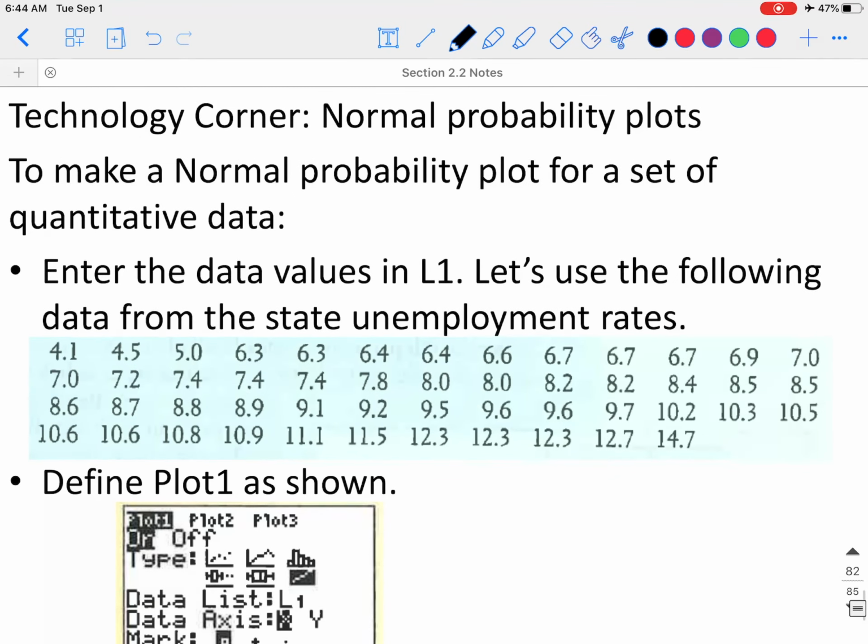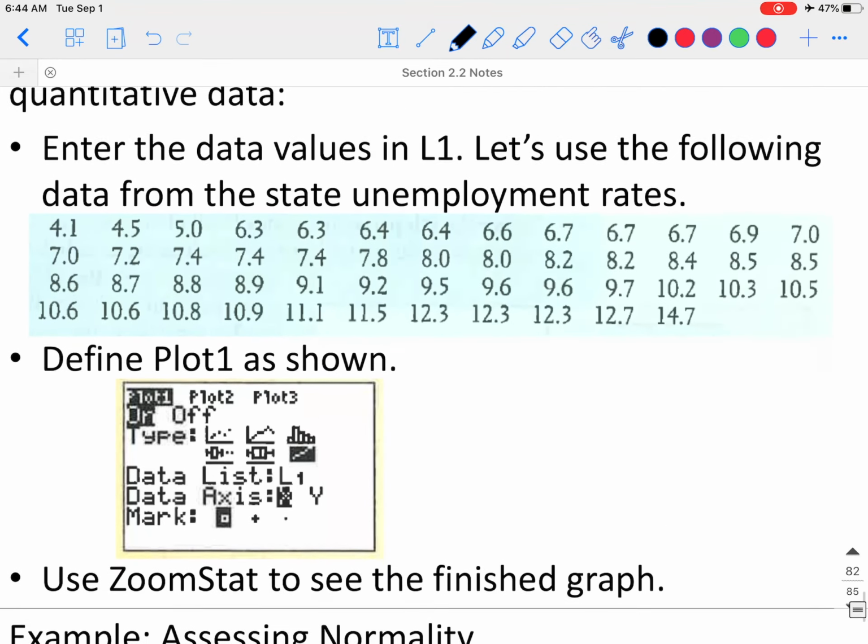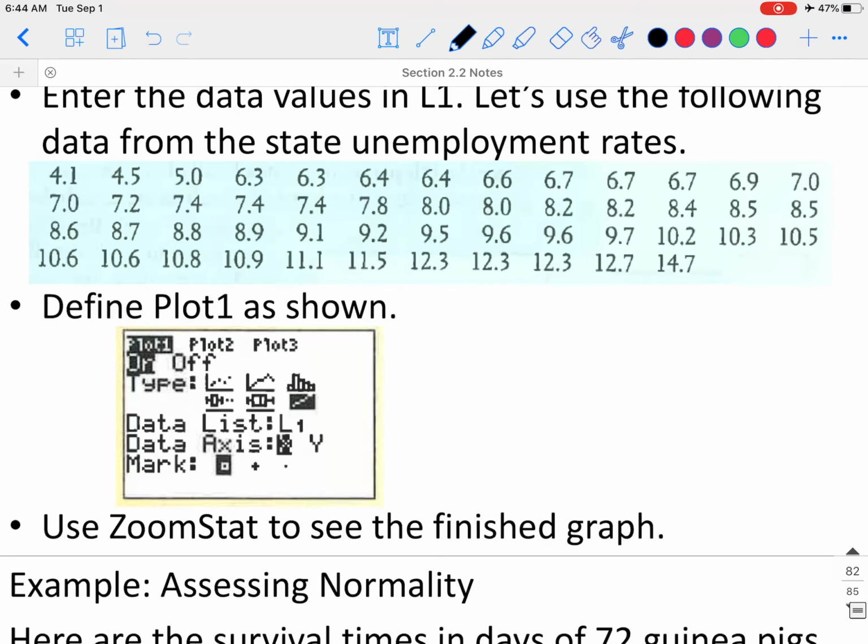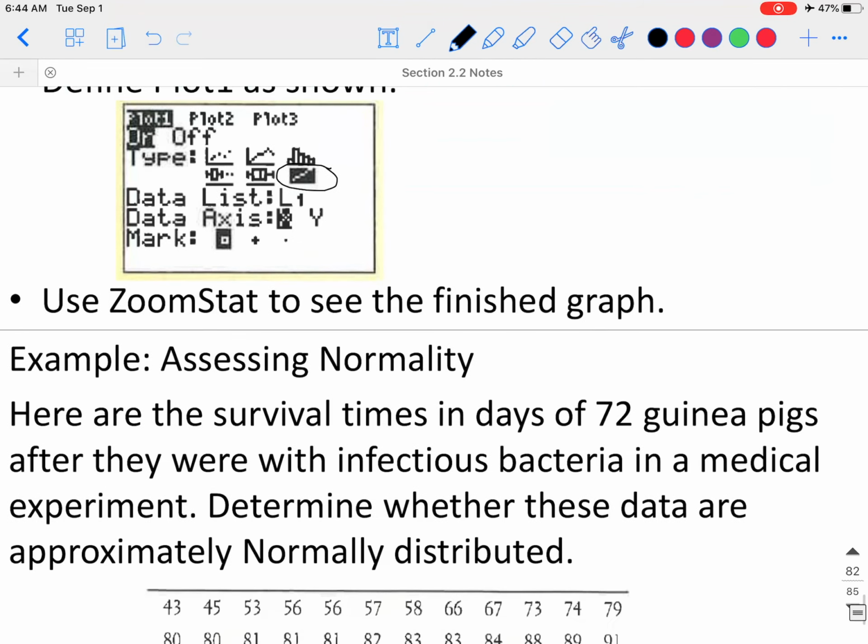Now, you can use your calculator to make a normal probability plot. To do this, you enter all your data values into list 1, so we can use that unemployment rate data again. Next, make sure your Y1 is empty, and then hit 2nd Y1, and it'll take you to the plots. Turn plot 1 on and select this type of graph, which is the probability plot. Make sure your data axis is X and your marker is turned on. Then hit zoom and select option number 9, zoom stat, to see the final graph.